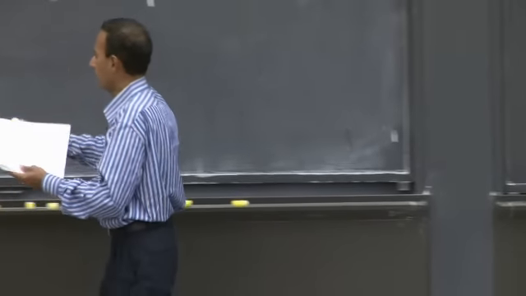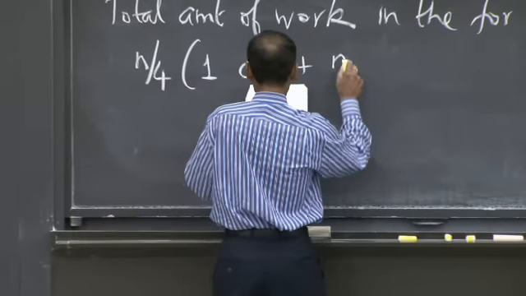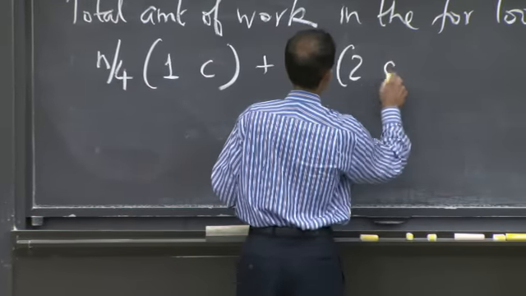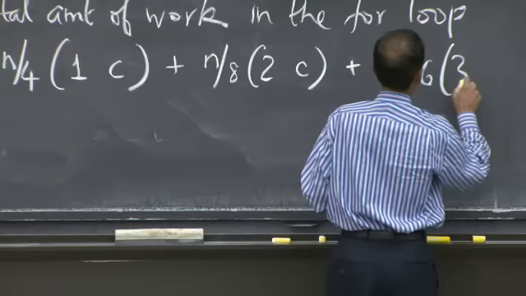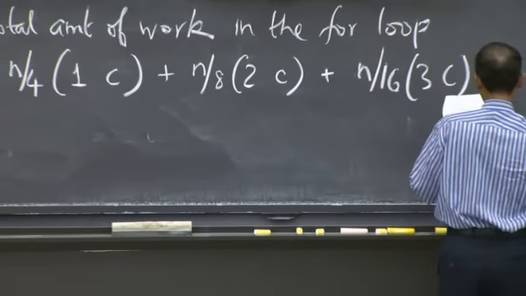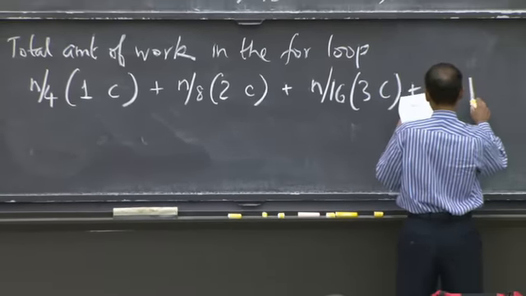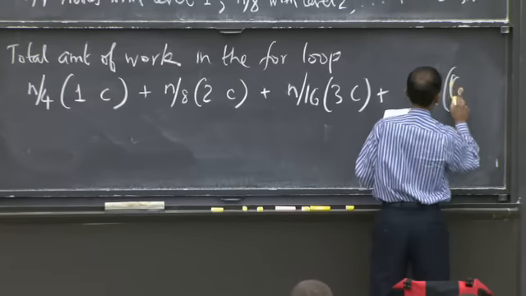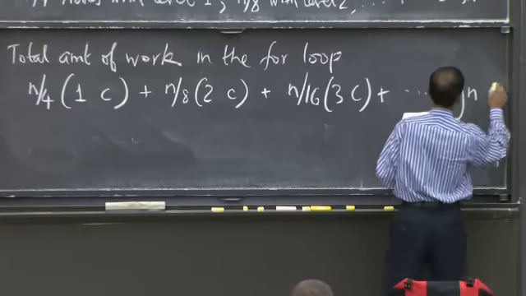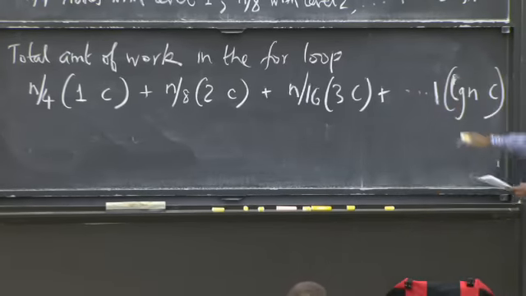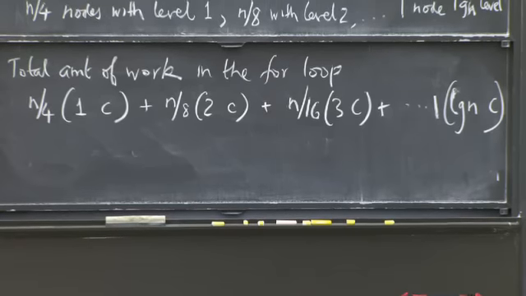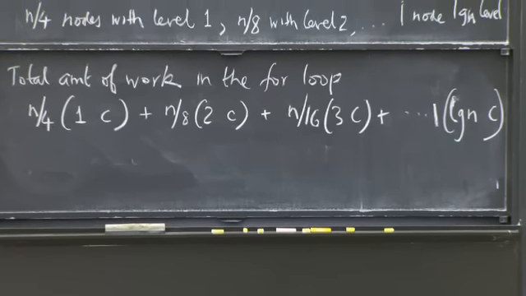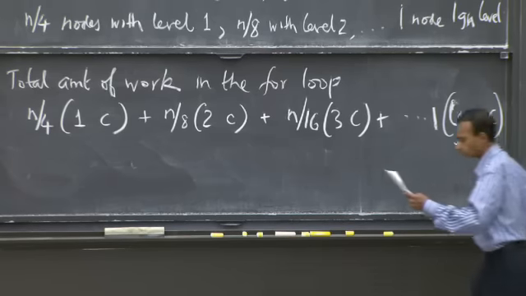That's what's key. And then I have n over 8 times 2c plus n over 16 times 3c plus blah, blah, 1 times log n times c. I've essentially written in an arithmetic expression exactly what I have observed on the board above. Stop me if you have questions.